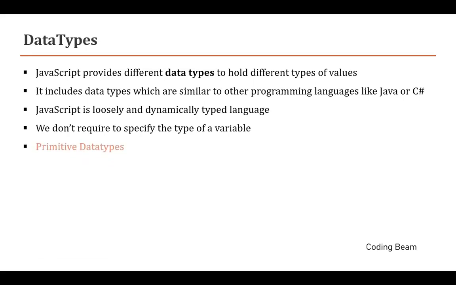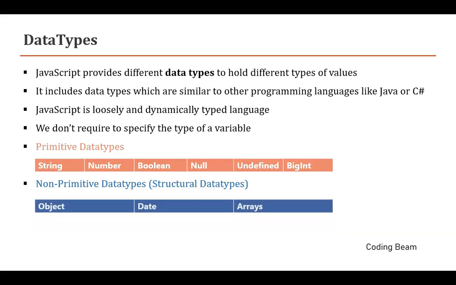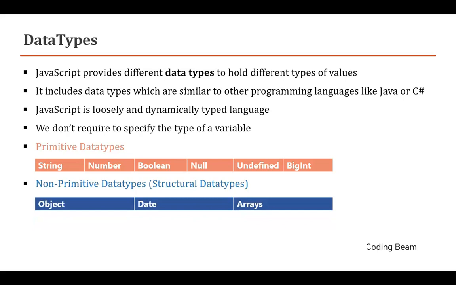There are the primitive types, and the primitive types are the lowest level of data value. They contain string, number, boolean, null, undefined, and BigInt. And there are the non-primitive data types, which are the structural data types, and the structural data types contain some kind of structure with primitive data. So they contain the object, the date, and the arrays. So these are the data types.